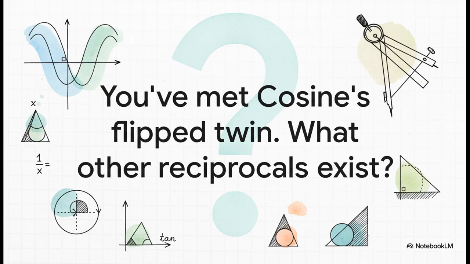But that does lead to one final thought. If cosine has a reciprocal, what about the other functions? What other flipped twins are waiting out there for us to explore?